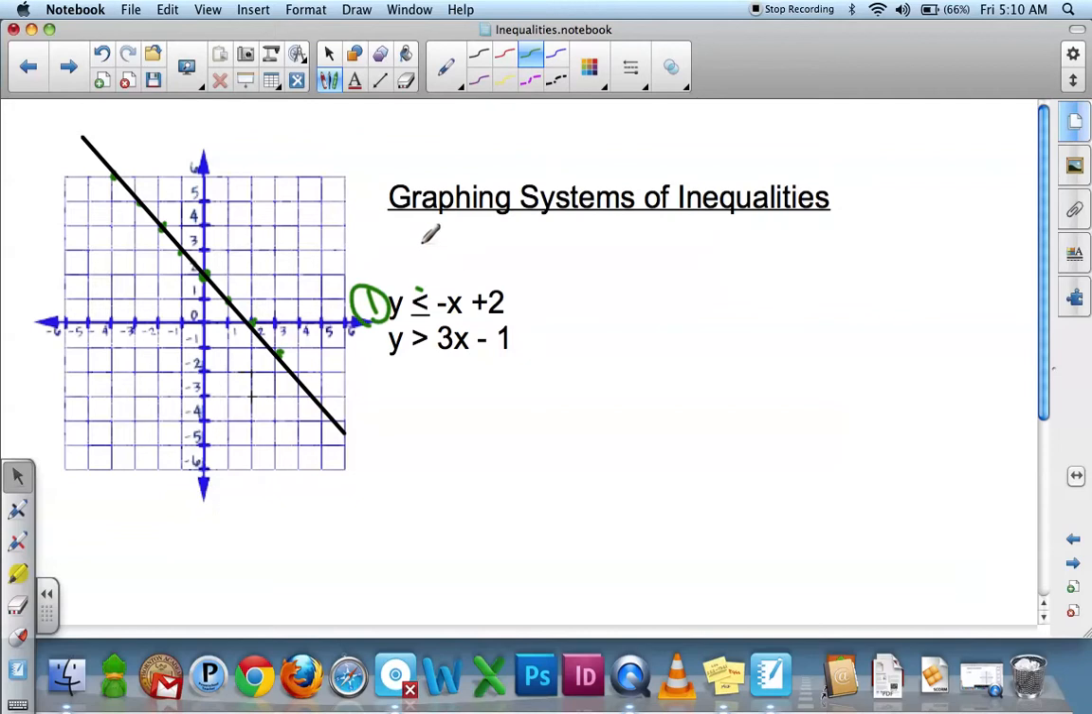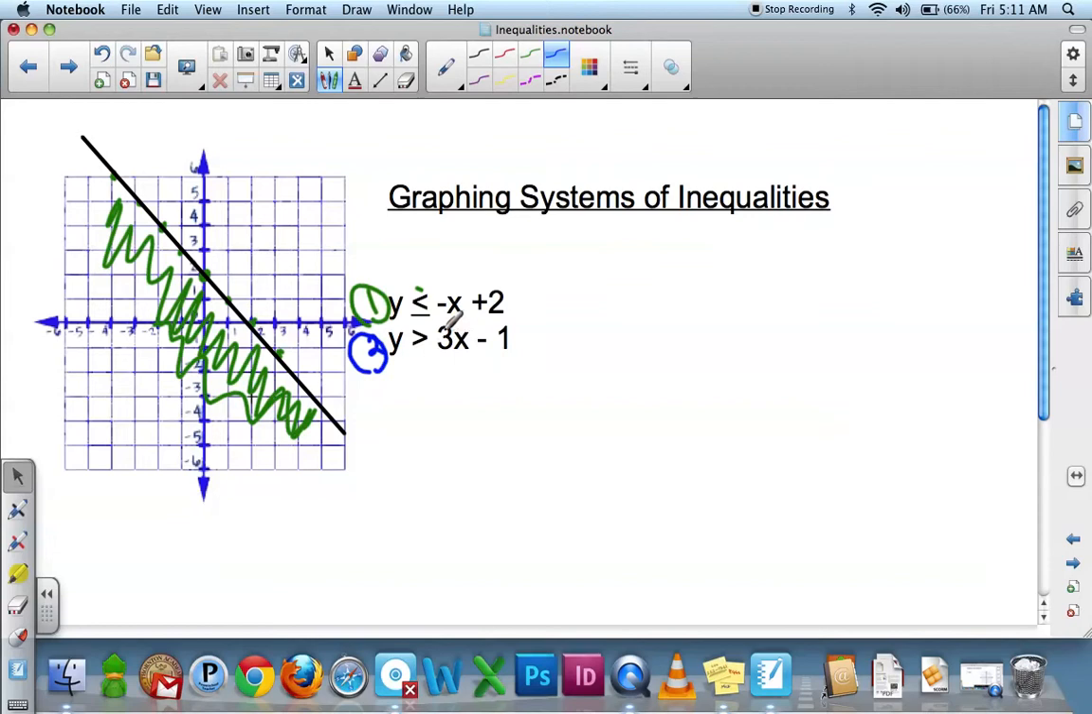So what we're going to do now is we have to choose whether or not we're going to shade above or below. Of course, in this case, we're going to shade below. So I'm just going to shade this below for the time being, just like this, so I can still see my other equations. And then I'm going to pick a different color, and I'm going to graph this one in blue. So I'm looking at this, and I'm seeing greater than, so automatically think dotted line.